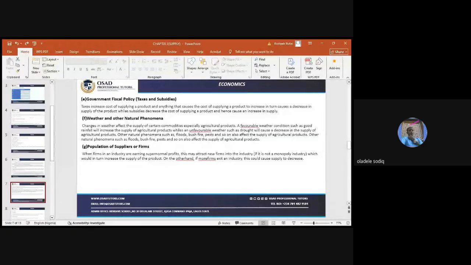When there is pest, pest can affect agricultural products. Pests like ants, like rats, all of these are what? They are pests. So they can affect our agricultural product.